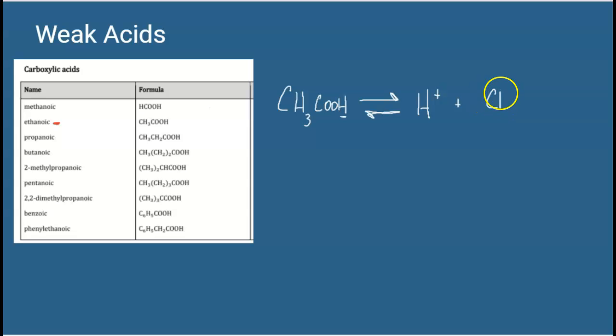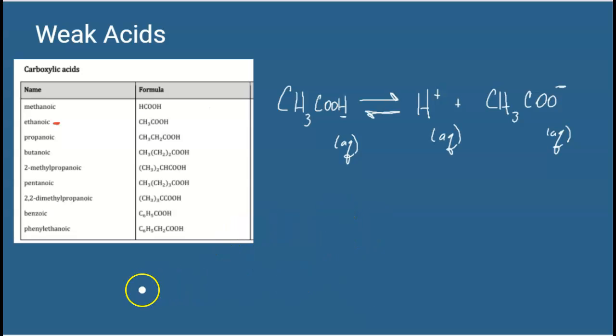And the remaining anion is CH3COO-. And that's the remaining anion. These are aqueous in solution. And that's how you write the dissociation for a weak acid.